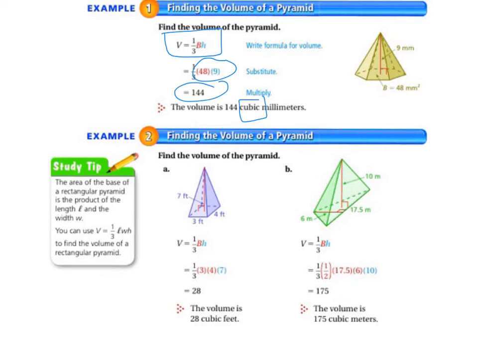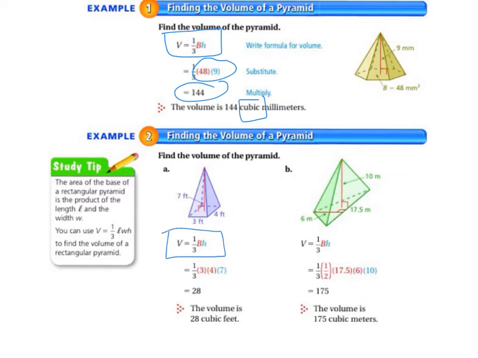Now let's take a look at example 2. We're going to find the volume of a pyramid again. Letter A. We have a pyramid with a base that is 3 feet by 4 feet, and the height is 7 feet. So our first step again is to write the formula.